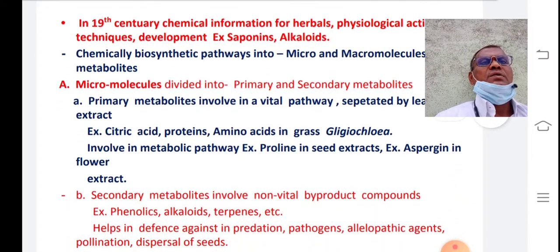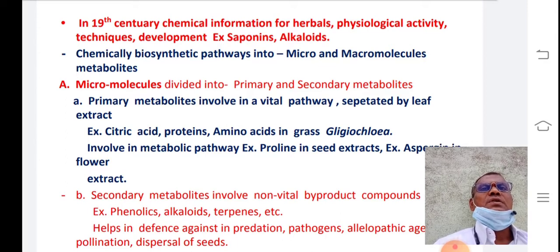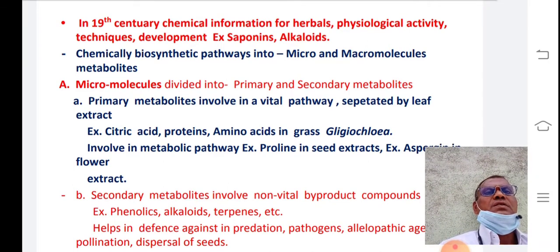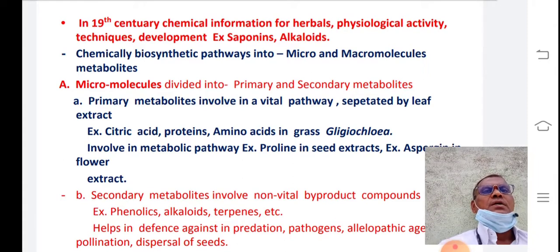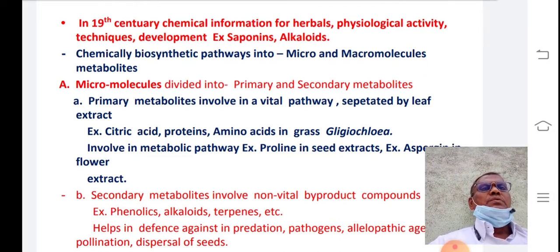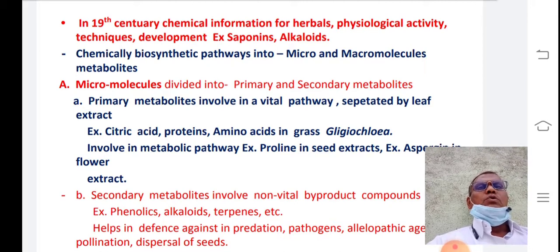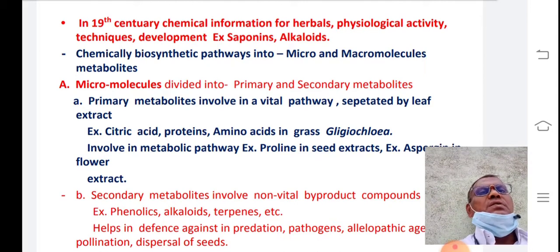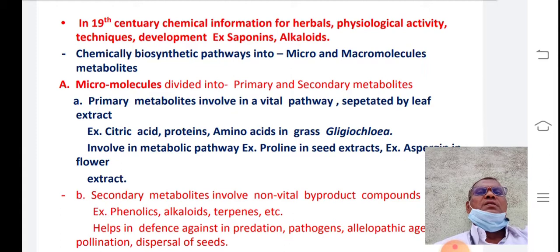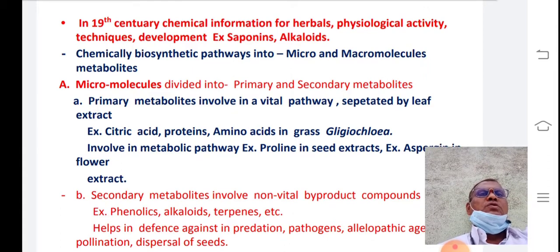Initially, as you are observing, in the 19th century the chemical information of herbals, physiological activity, techniques, developments were studied, in which the saponins and alkaloids had the weightage. The chemically biosynthetic pathways develop into the micro and macro molecules, the metabolites. So different minor and major molecules are there, and they are to be studied. The micromolecules are mainly divided into primary and secondary metabolites.